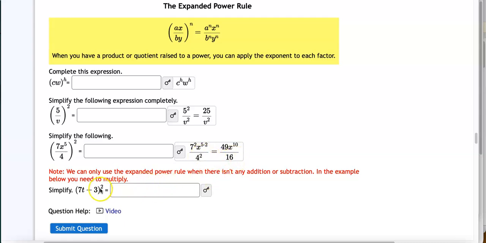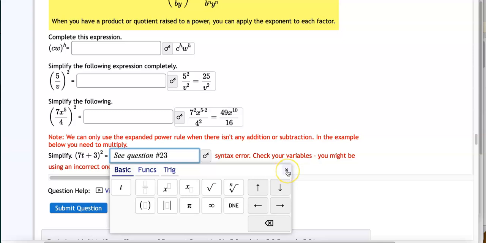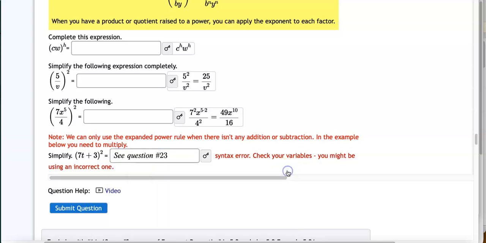Now, this does not work if you have a plus or a minus. If you have any sort of adding or subtracting going on, this rule does not work. You have a whole different set of rules if you're going to square a binomial. And you'd use FOIL for that. So to do this one, I'm going to say, see question number 23. Which is not actually the answer, but that's where you're going to look. Okay.